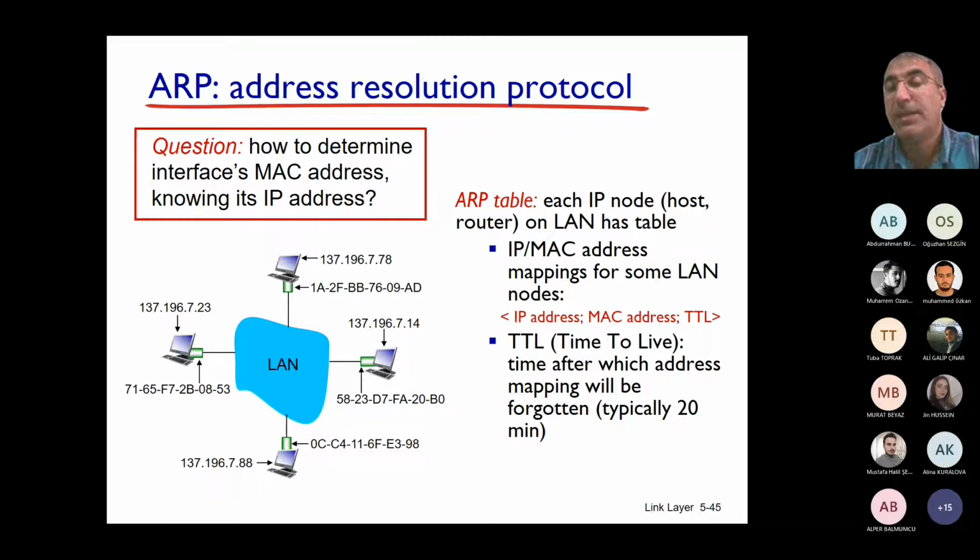We have a table in ARP, which is called the ARP table. Each IP node on the LAN has such a table, with the IP to MAC address mappings for some LAN nodes. We have a column for the IP address, the next column for the MAC address, and the third column for the time to live, TTL. TTL is the time after which the address mapping will be forgotten, and this is typically 20 minutes.